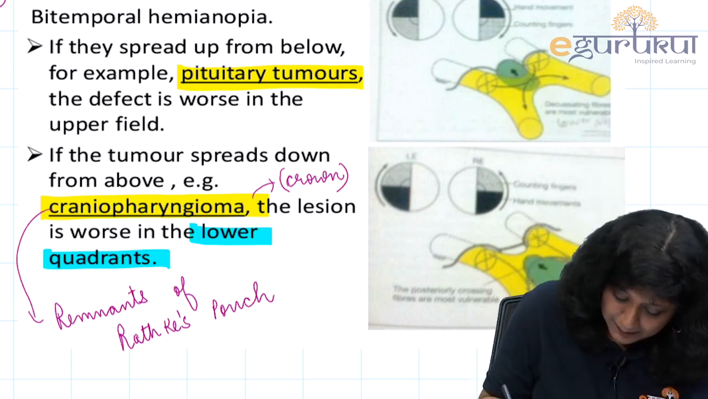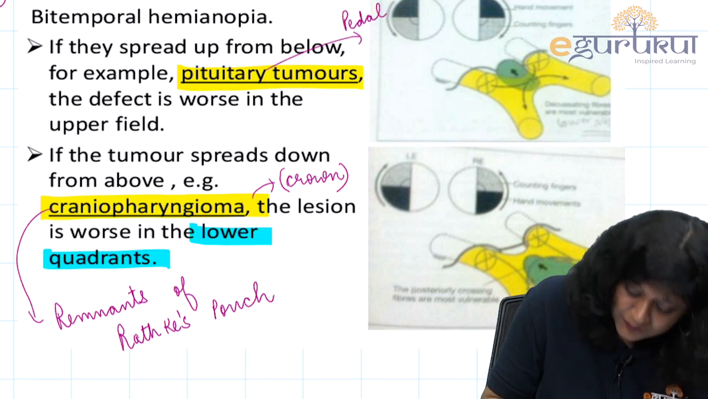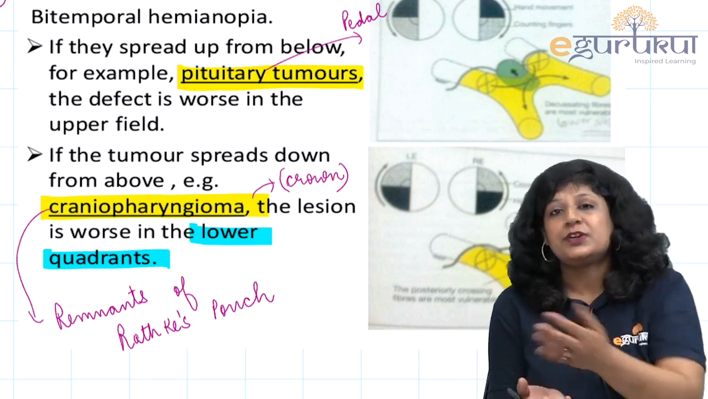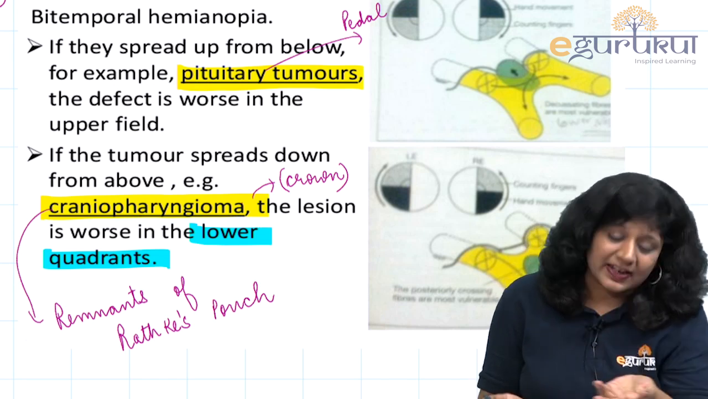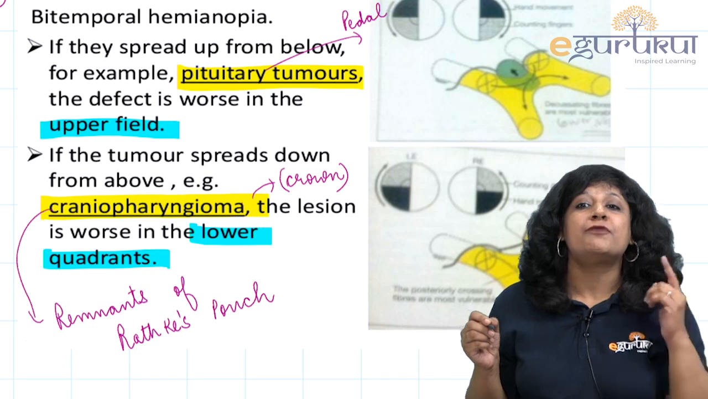How will you remember that? P is for pedal, and pedal means the foot. Okay, so they are always downward, so they are compressing it from the below region, and that is why the defects which occur are always in the upper field.